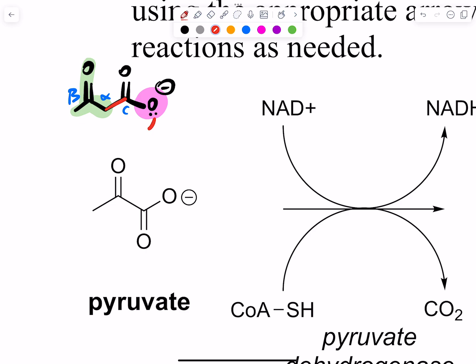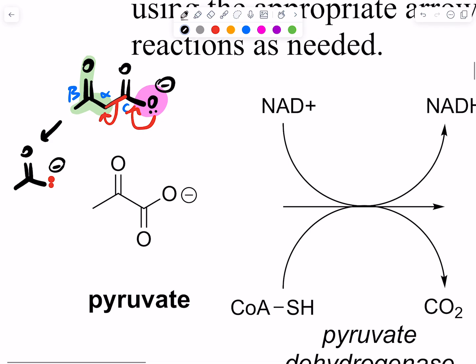because the thing that leaves is a resonance stabilized enolate, in which the lone pairs from the bond between the carbonyl carbon and the alpha carbon, the bond that breaks, those lone pairs end up on the enolate, which is stabilized by resonance, and we can draw a resonance structure that looks like this.